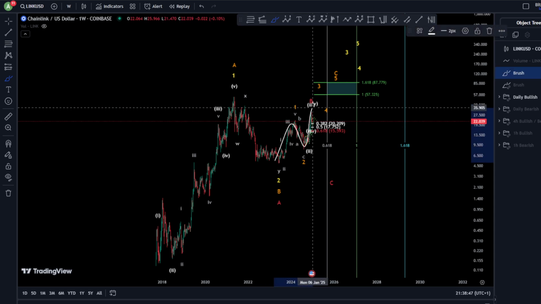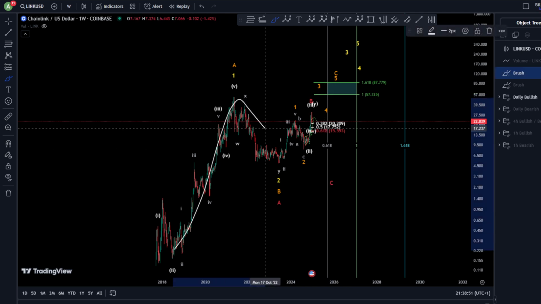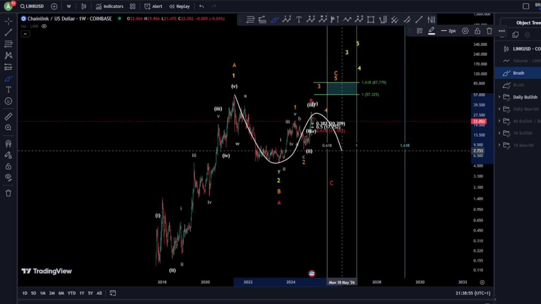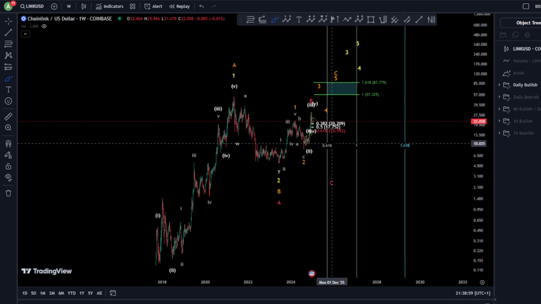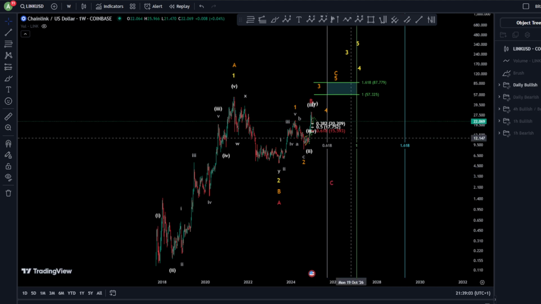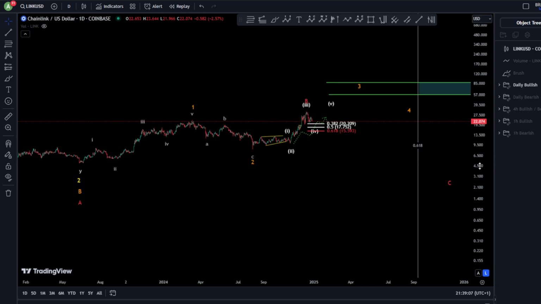You might be in 1, 2, 3, 4, and a 5 for an ending diagonal. Those are your bearish scenarios. Also, in a bearish scenario there can be an ABC and then a move towards the upside. So these are the scenarios for the bullish and bearish. However, there is a higher possibility, of course, that we are still bullish right now.